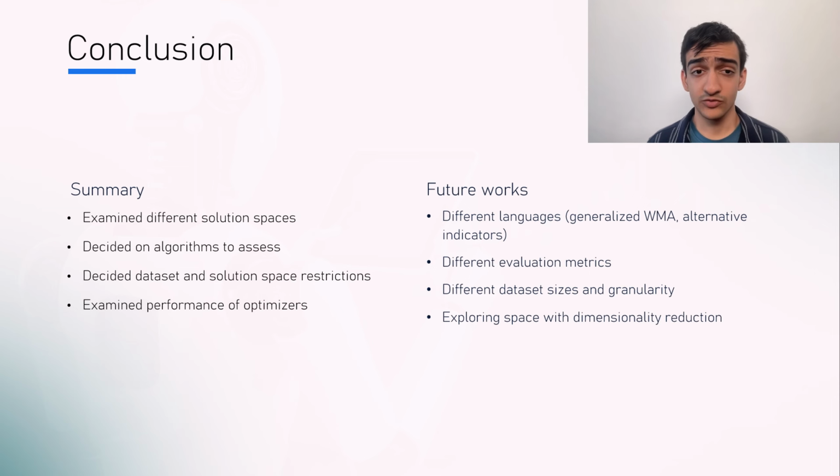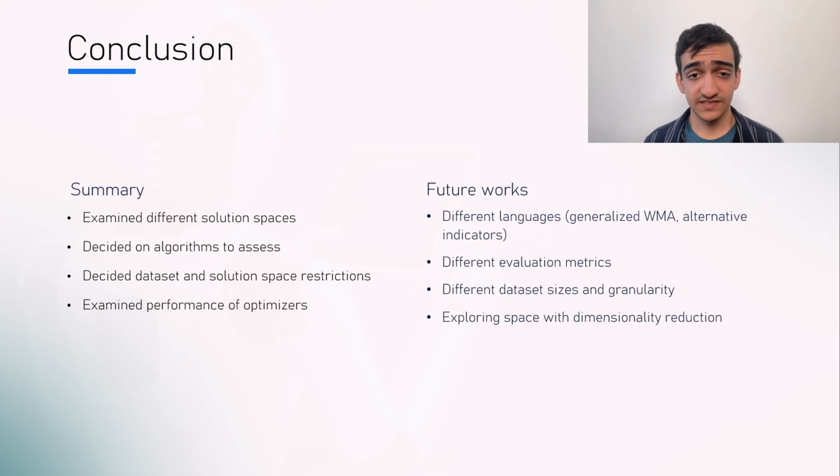Obviously, there could be more things that can be done. Some of the things that we could suggest include different languages, for instance, looking at generalized weighted moving average. Another thing we could do is alternative indicators, something that can show maybe volatility or risk that is apparent in that area. In the same vein, we could look at different evaluation metrics. For instance, Sharpe ratio is something that comes up a lot.